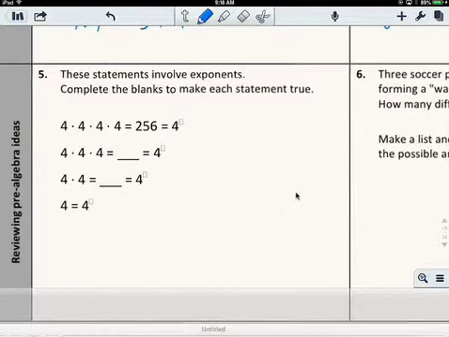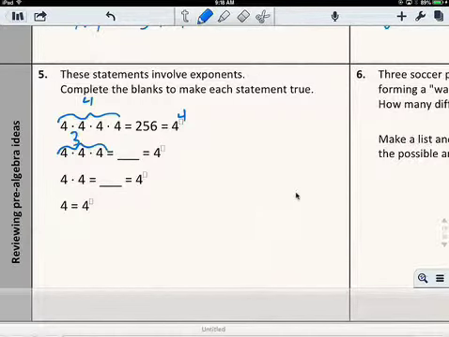These statements involve exponents. Complete the blanks to make each statement true. 4 times 4 times 4 times 4 equals 256. And there are 4 4s there. And when you have 4 4s multiplied, it's 4 to the 4th. Here I've got 3 4s. And so that would be 4 to the 3rd.